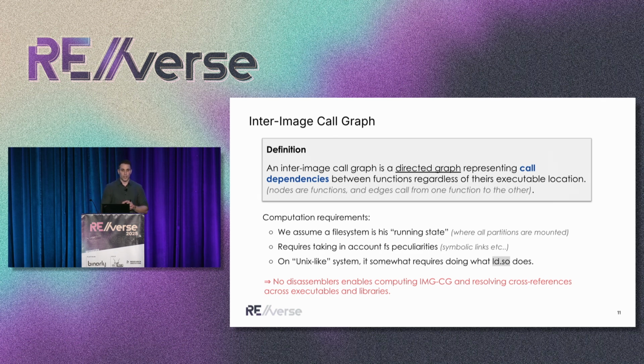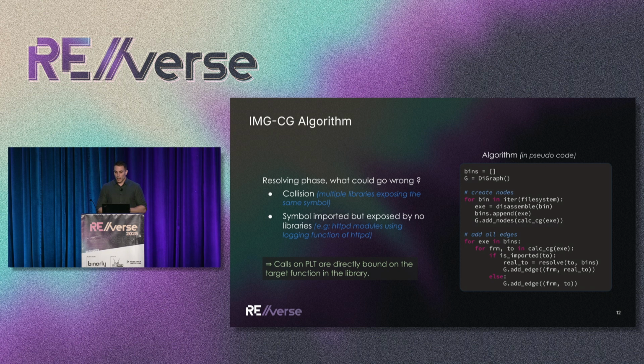And you're somehow doing the work of ld.so if you want to know which function is being imported by such or such program. We found out that there are no tools that compute such representations, so we decided to do it. I'm not going to dwell that much on the details of how to implement that. I'm just going to highlight the few constraints that we have.